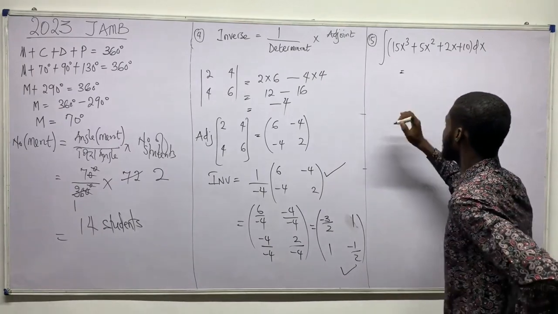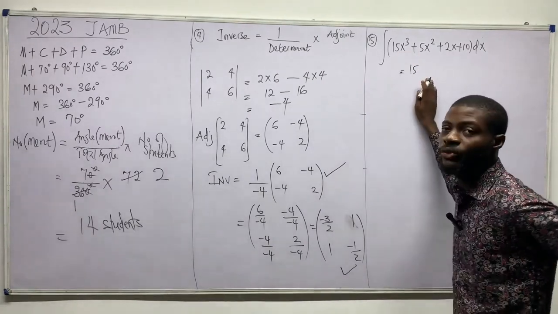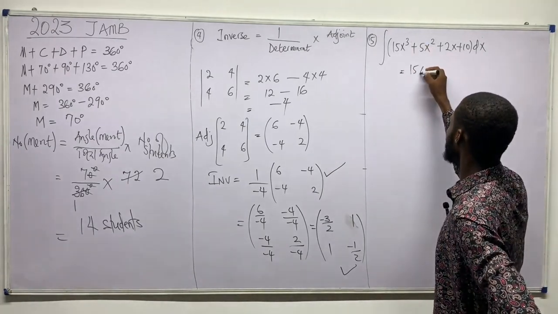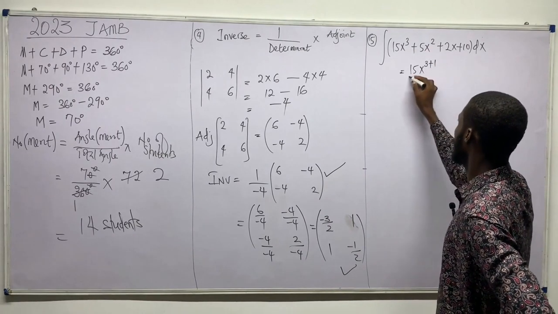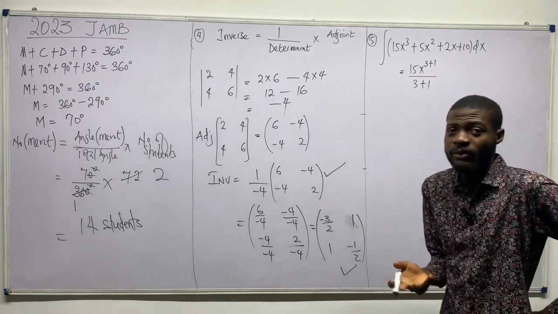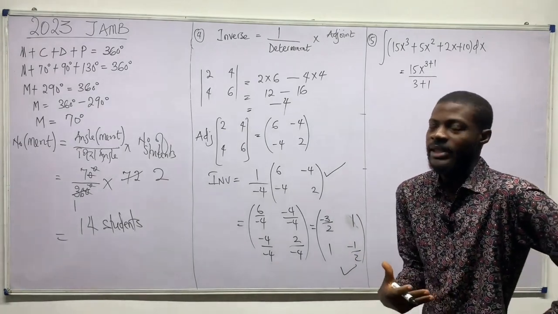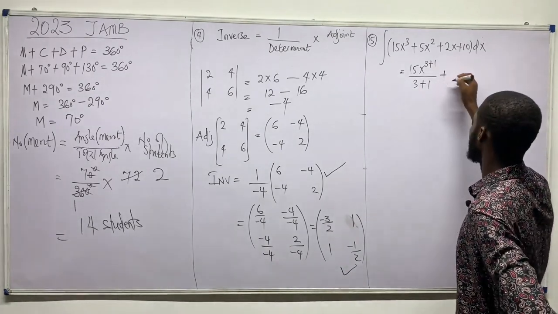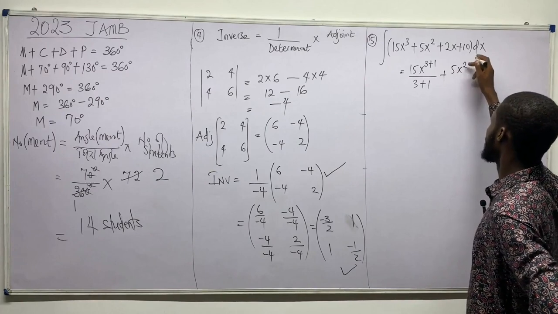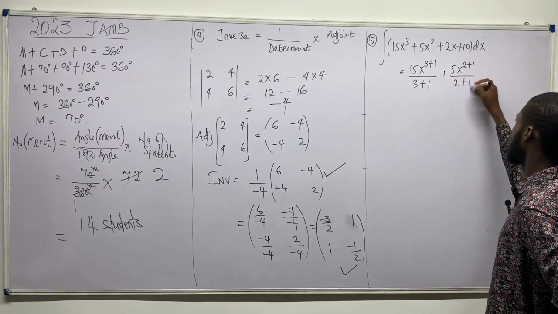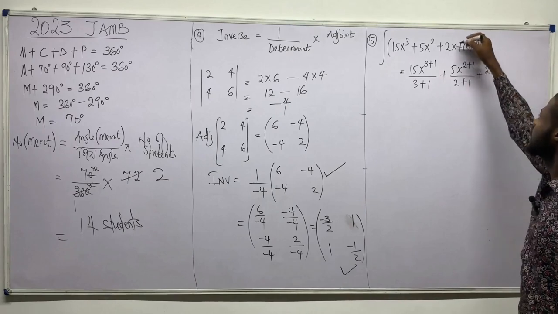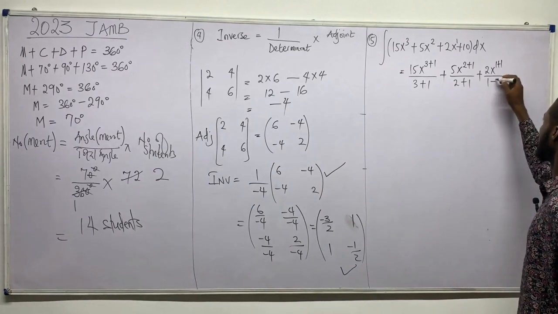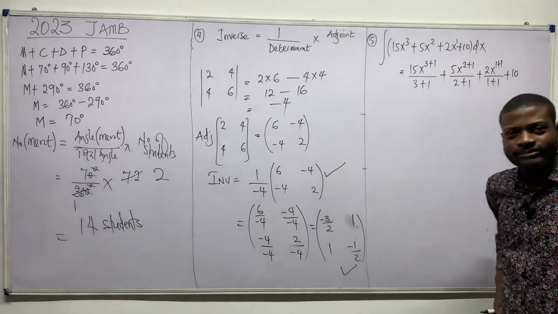To get started, this is 15, a constant. The rule for integration says we should add 1 to the power. So this will become x to the power of 3 plus 1 over 3 plus 1. It's a general rule in integration; you can check out my videos on that. Then plus 5x squared, so 2 plus 1 over 2 plus 1. Then plus 2x. Remember there's an invisible 1 here, so this is 1 plus 1 over 1 plus 1, plus 10. What is going to happen to the 10?